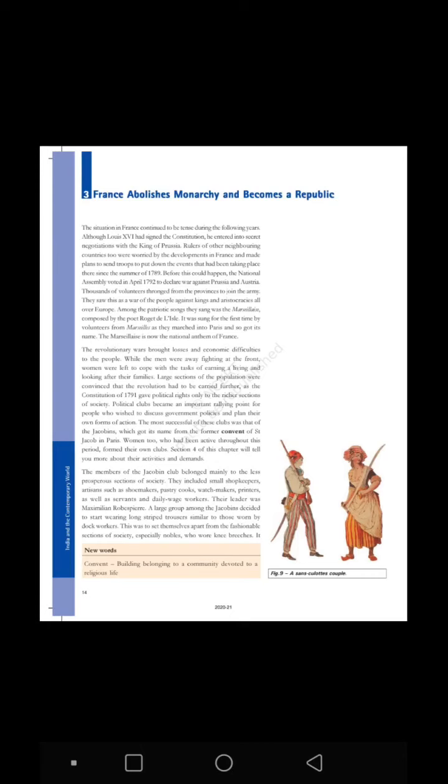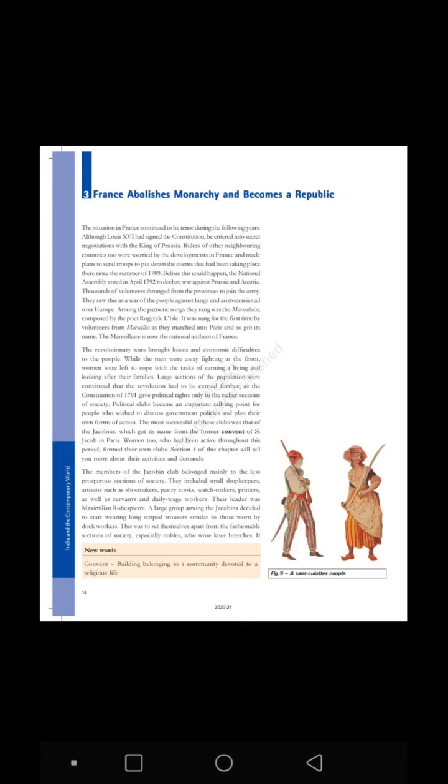Thousands of volunteers thronged from the provinces to join the army. They saw this as a war of people against kings and aristocrats all over Europe. Among the patriotic songs they sang was the Marseillaise, composed by the poet Roget de L'Isle. It was sung for the first time by volunteers from Marseilles as they marched into Paris, and so got its name. The Marseillaise is now the national anthem of France.